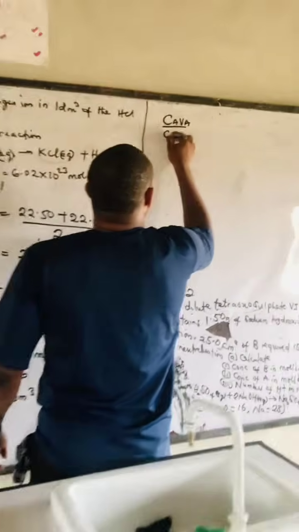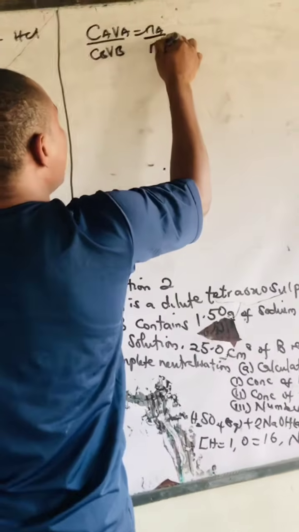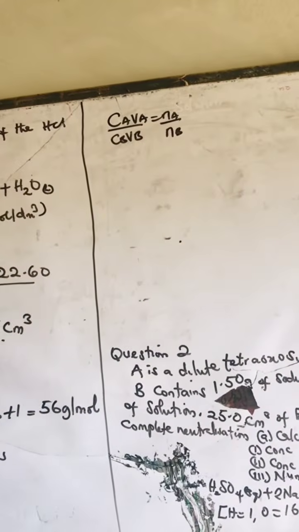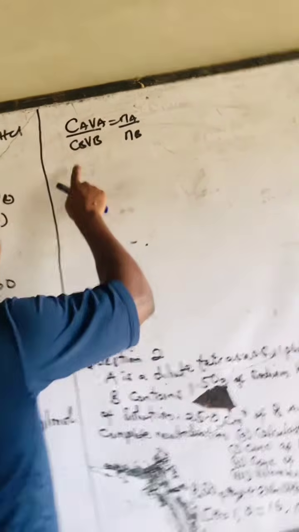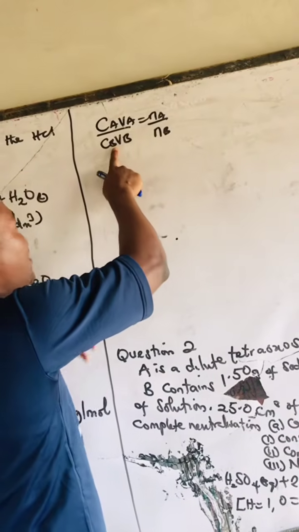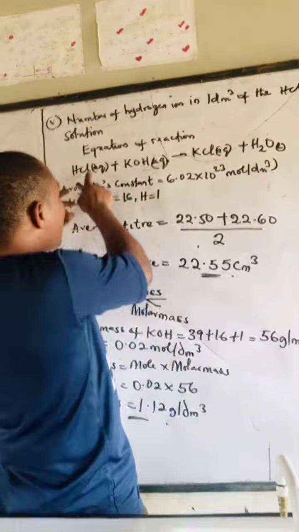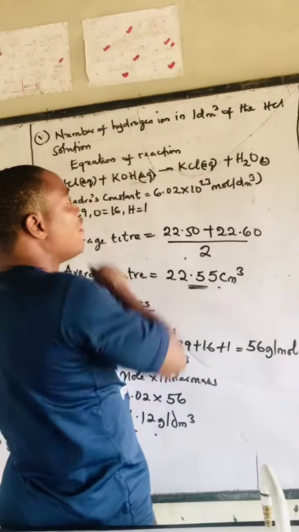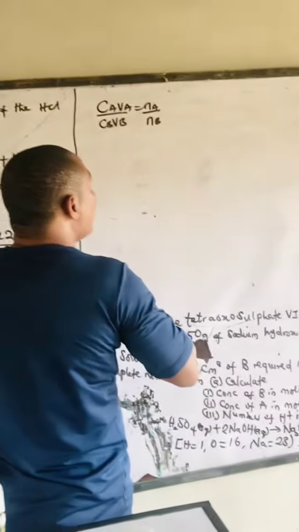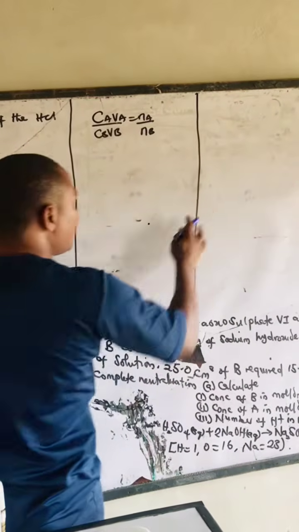CaVa over CbVb equals Na over Nb. What is our Ca? Our Ca is the concentration of acid, our Va is the volume of acid, our Cb is the concentration of base, our Vb is the volume of base, and our Na is the number of moles of the acid that can be gotten from the equation of reaction they gave us, and our Nb, the number of moles of base, can also be gotten from the equation of the reaction they gave us. So we can have this like this. Let's get all the parameters before we start.